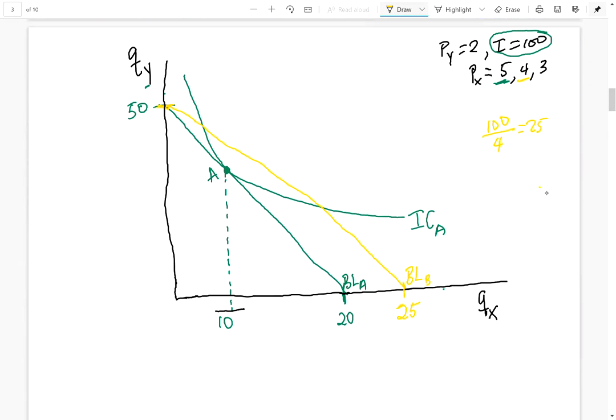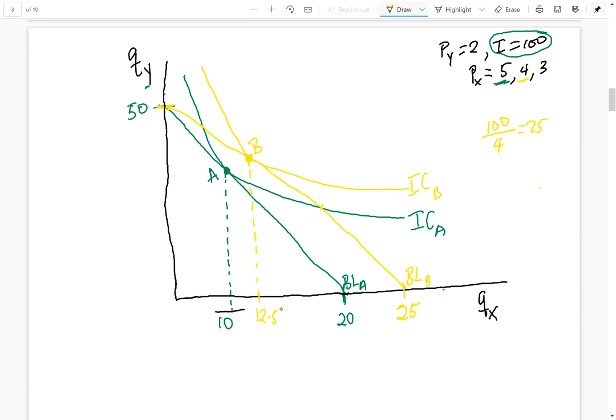Okay, so we need a new optimal bundle because neither of these points will make Rory as happy as she can be. She can afford them, that's great, right? But it's not good enough. She can find a higher indifference curve that will make her even happier. So let's find one here for Rory. And we'll call this indifference curve B, and this is point B. At point B, we know that Rory's consumption is 12.5.